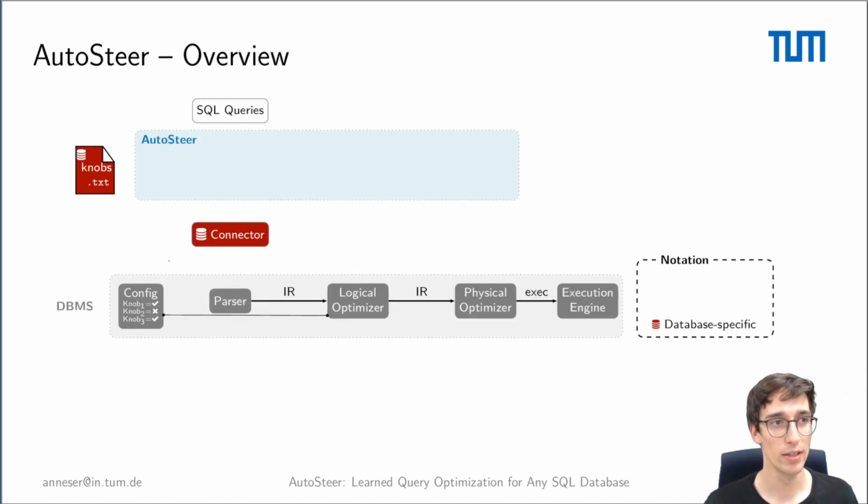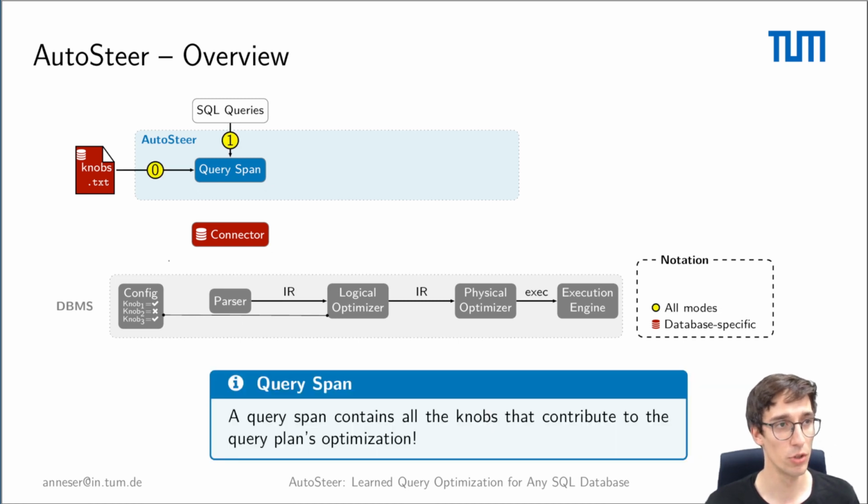Next, we submit a SQL query to AutoSteer. As a first step, AutoSteer calculates a so-called query span, and a query span contains all the knobs contributing to the query plan's optimization. To approximate the query span, AutoSteer uses the database connector to toggle the knobs, and then lets the database system explain the query plan. If the explained query plan differs from the default, AutoSteer assumes that the knob affects the plan's optimization.